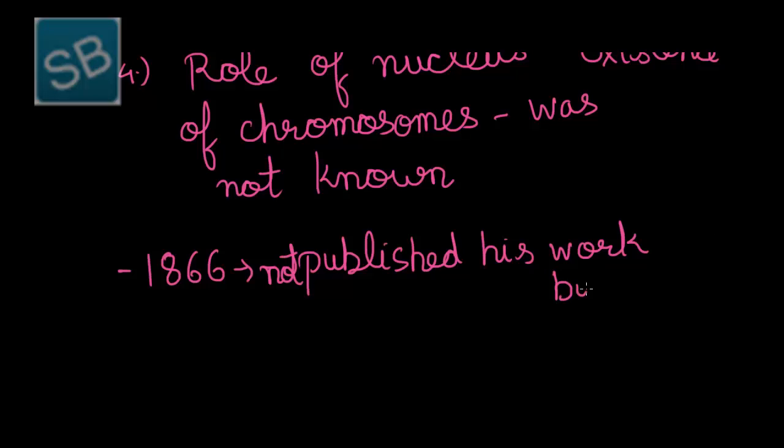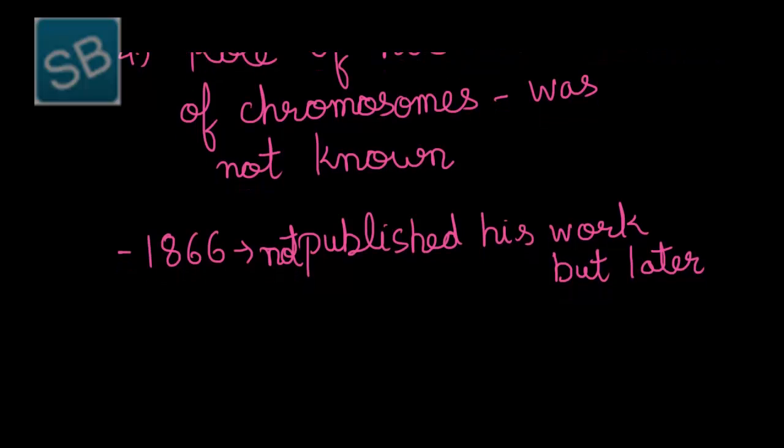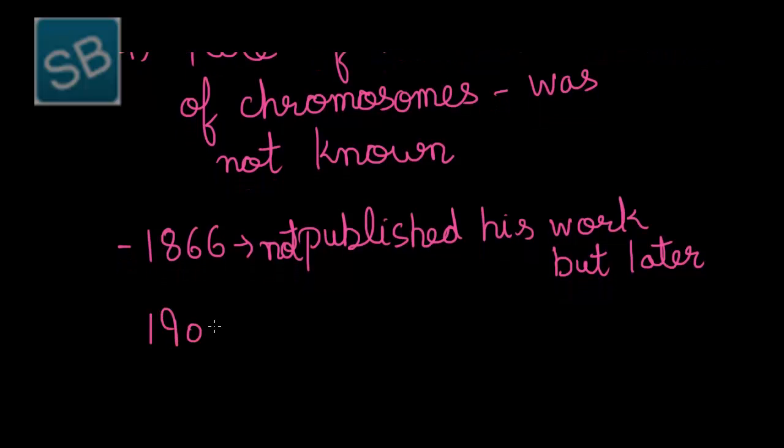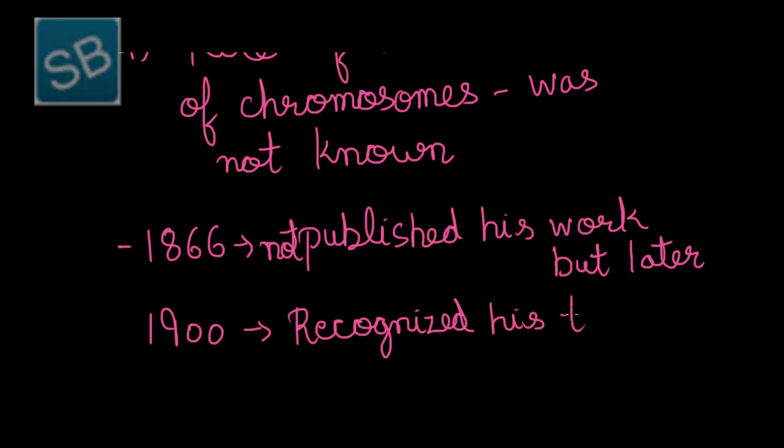But later, in the year 1900, this theory was further improvised, and as a result the other scientists recognized his theory. This improvement in the theory was made by other scientists in 1900. Then, the theory of inheritance that was proposed by Mendel was totally accepted.